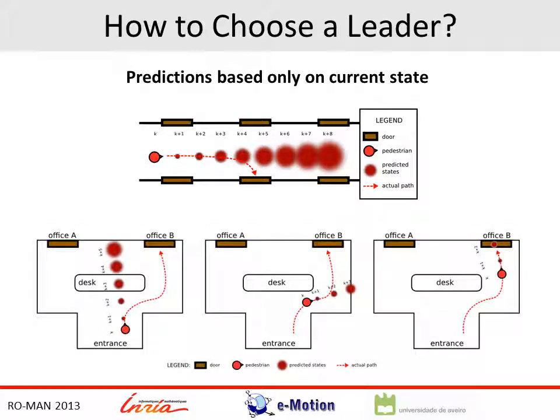However, in more complex environments like this building entrance, where you have office doors, a desk and an entrance, the simple extrapolation may fail to produce a good solution because the paths are more complex. For example, here in dotted lines you can see the real path, and in different stages the extrapolation of the current state leads to positions that are incorrect for the final destination of this agent.